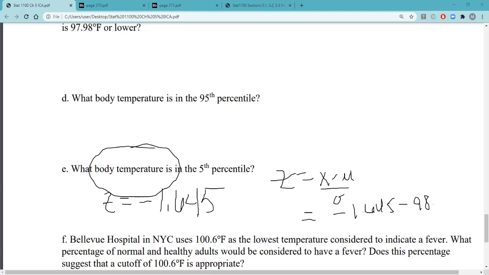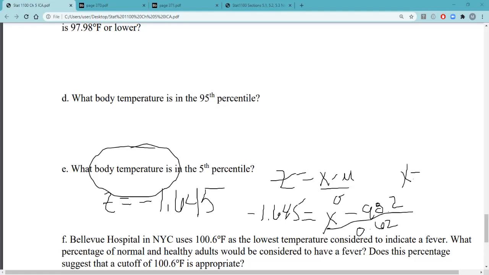Sorry, let me erase for this. I'm a little ahead of myself here. We have the Z is the negative 1.645. We're solving for X. We have mu at 98.2, and we have sigma at that 0.62. Doing the same process as before to solve for X, we end up having X being equal to 97.18 degrees Fahrenheit.